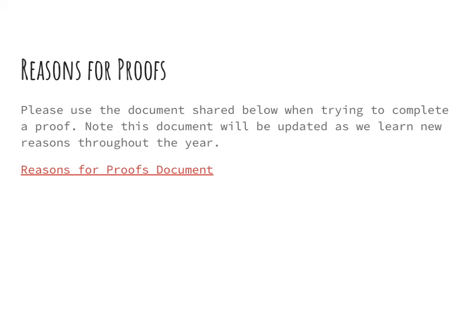Please remember to use this document, reasons for proofs, when trying to complete a proof in class, on a test, on a quiz, or for your independent practice. It's easier to refer to this document than trying to remember what a reason would be and what it actually means. This can be accessed through your notes document in Google Classroom. If you click on the link in the notes, you would be taken to the document that's updated as you learn new reasons.